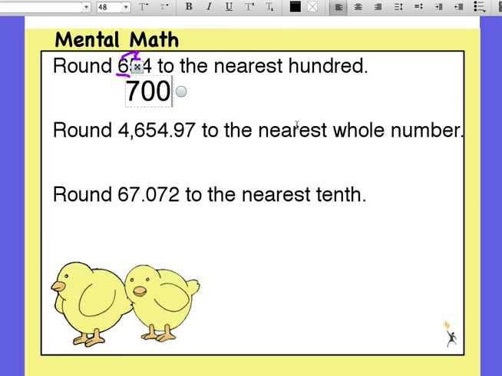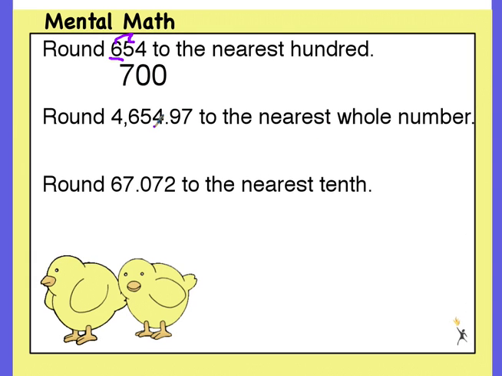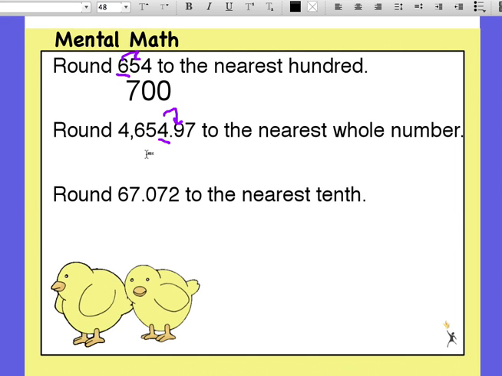Looking at the next one, 4,654 and 97 hundredths. Rounding it to the nearest whole number. Whole number is our ones place. Taking a look to the right, 5 and higher tells us to round it up. Everything to the left stays the same. Okay, we're going to change the 4 to a 5, and everything to the right is going to turn to zeros.